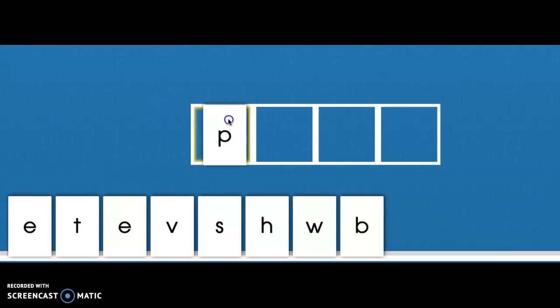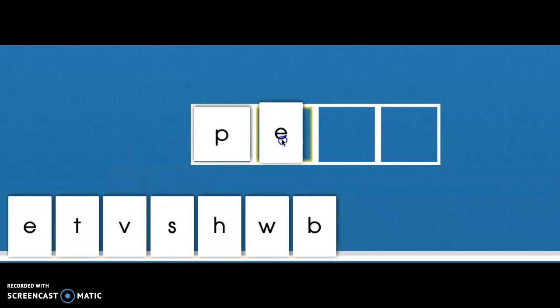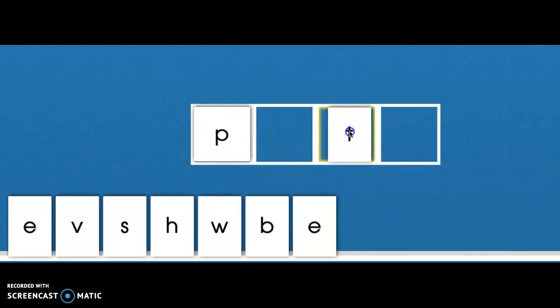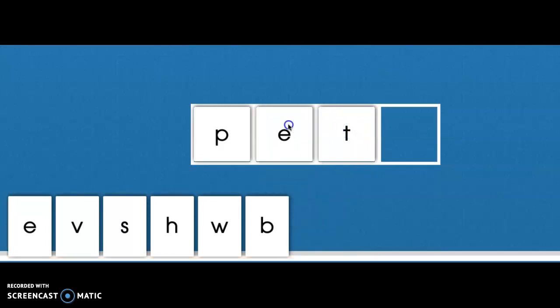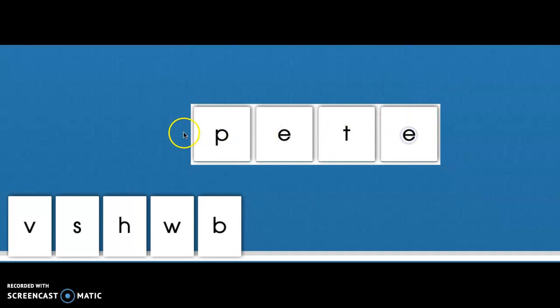Come on, p. P. We're not going to, this is a different type of sound. We're going to use... Let me show you. We're not going to use the eh, like egg. This is a different sound. P e t. P e t. Peat.